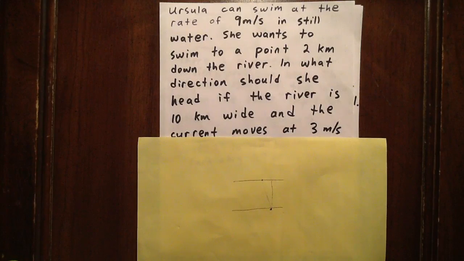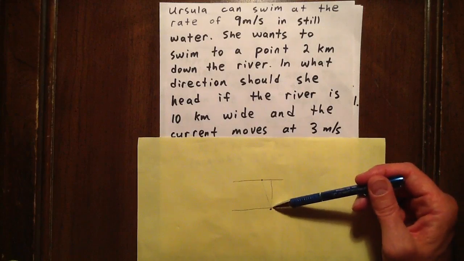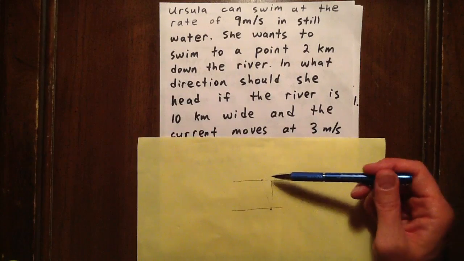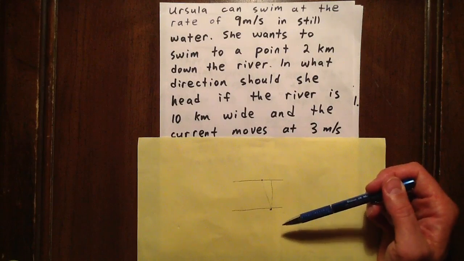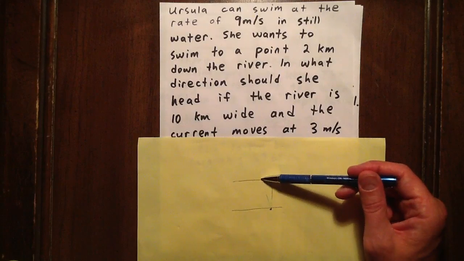In this question here, we have Ursula who wants to swim across a river. The river is 10 kilometers wide. She wants to end up 2 kilometers down the river. We want to know what angle she should take to end up in that place.